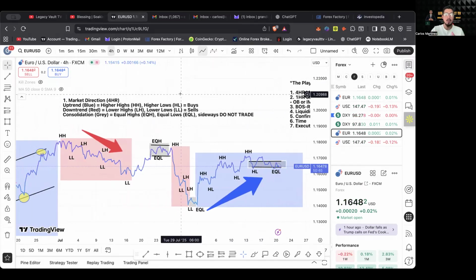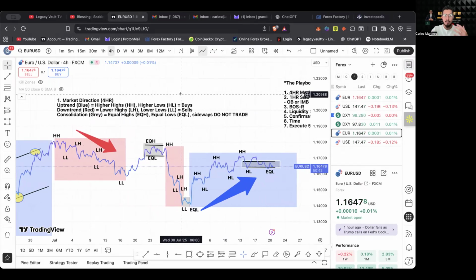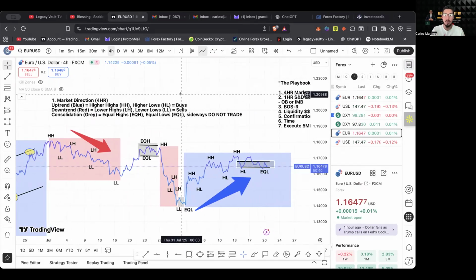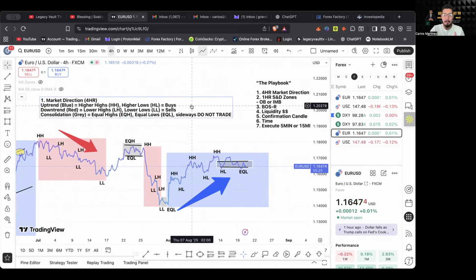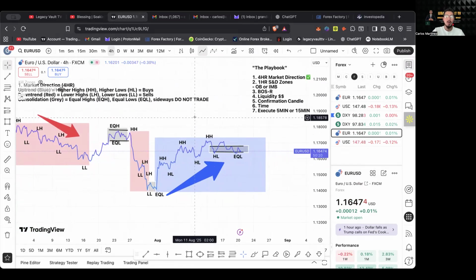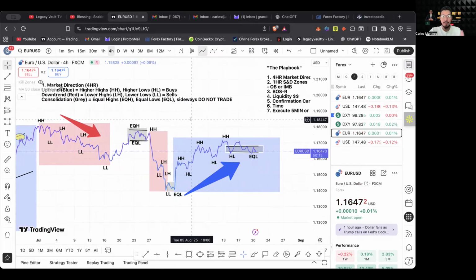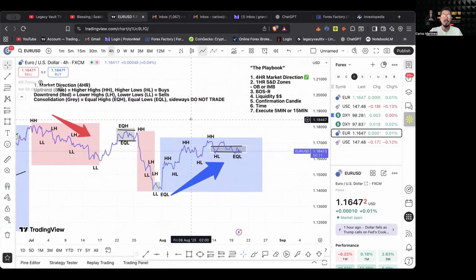And today we went over market direction. So the first step of this playbook is market direction. So you want to spot these different market phases before you go on to the next step, and the next step after that, and the next step after that, before you execute any trades, whether it's buy or sells. You want to follow this playbook step by step by step. So I wanted to keep this video short and sweet and straight to the point and go over the first step, which is the 4-hour market direction.